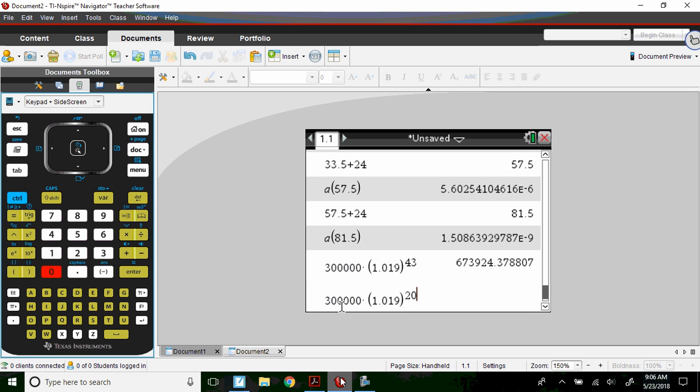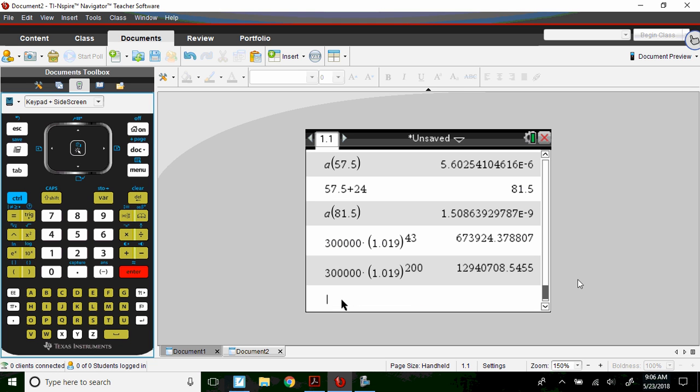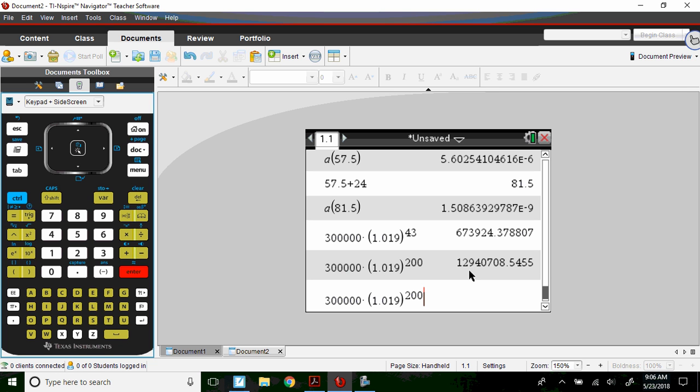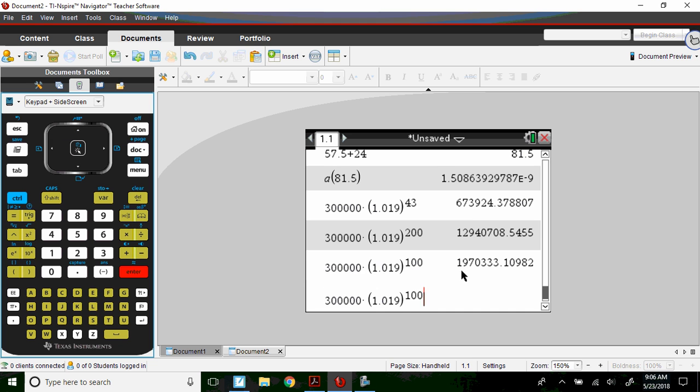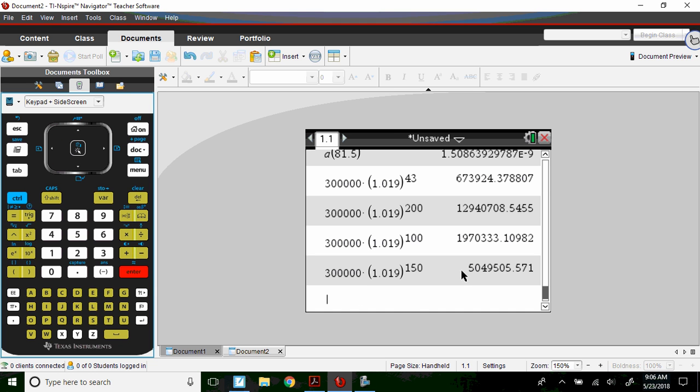Maybe we could just plug this in, and after 43 years that happened. Let's see what happens after 200 years. After 200 years, we end up with 12 million. So it's not going to take that long. So what's another number we might want to try? 100? Okay. 100 gets us to 1,000,009. 150. This is like rabbit hunting with statisticians. Wow, that's close. 148.